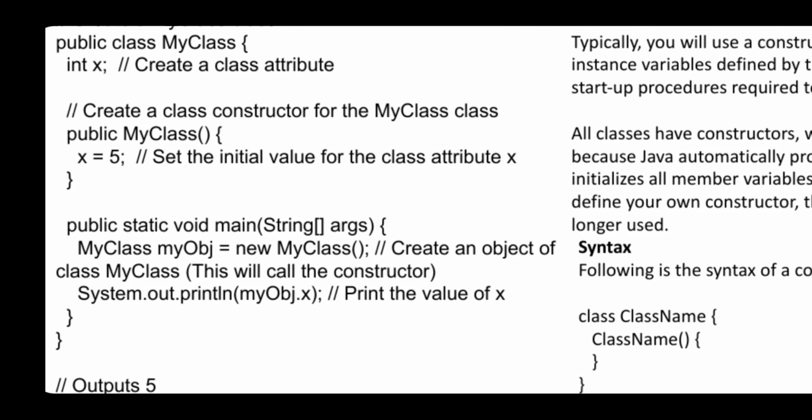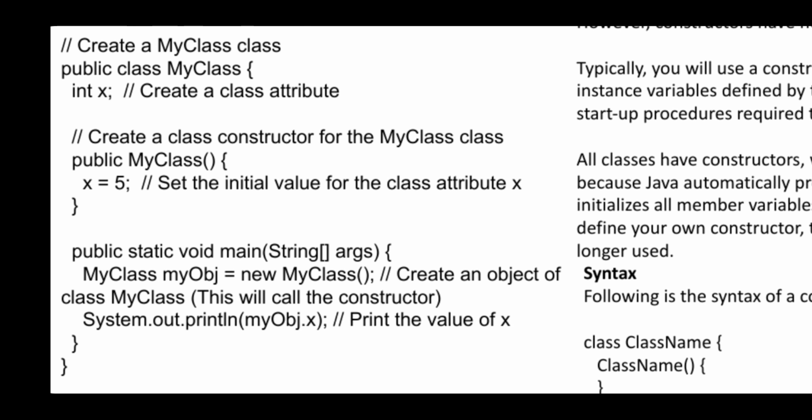So you can see another example here. You are using public class MyClass. Int x is a class variable, or a class attribute, or a class data member, declared as an integer. Then afterwards you are using public MyClass. What does public MyClass stand for? MyClass is a method name, or a constructor, which uses the same name as its own class. MyClass is a class name, and here it is acting like a constructor, and the constructor is defined with a value of 5.